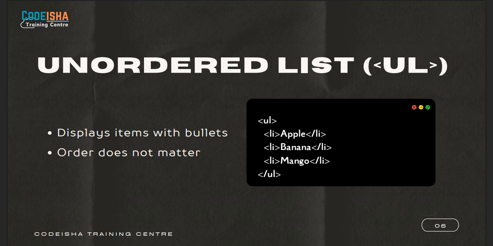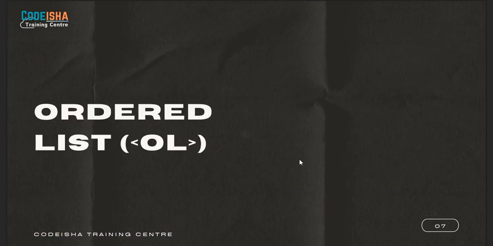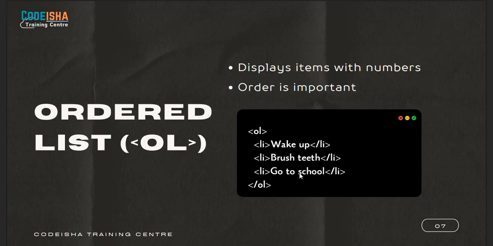And let's come to the next one. Coming to the next one, the ordered list. Let's see what the ordered list is and how we can use it inside HTML. It displays the items with numbers, and order is important. When you use this ordered list, it compulsorily follows the order, whether it is 1 to 3, A B C D, or roman numeral 1, 2, 3. It will follow based on the styles you are giving.